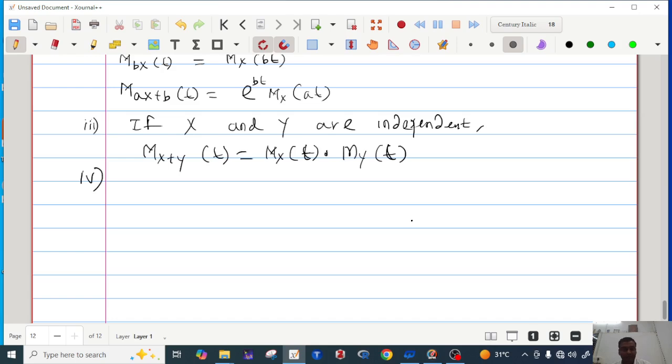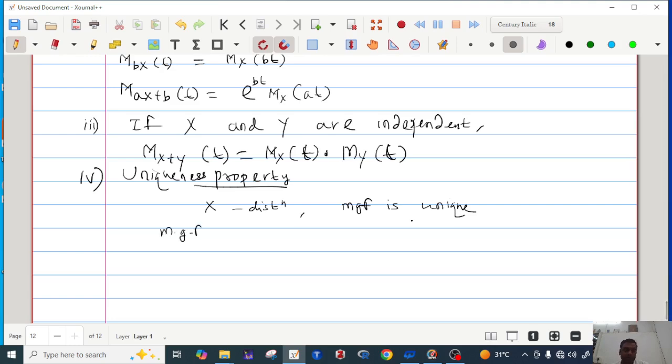Fourth one is the uniqueness property. What is meant by this uniqueness property? If X is any distribution, then its MGF will be unique. And if an MGF is provided, it will identify the distribution of X uniquely.